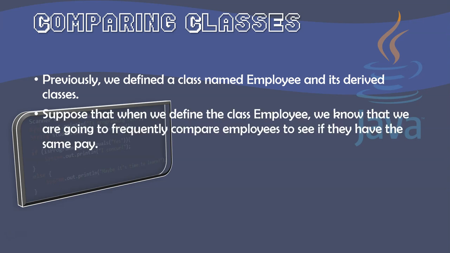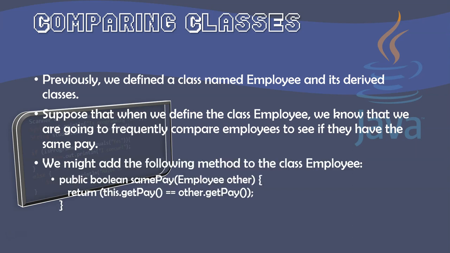And let's say when we define the class employee, we want to know, hey, we're frequently going to look at the employees, for example, and say, do you have the same pay rate? We're going to maybe do some pay comparison or something like that. Well, we say, you know what? We could add a method for that to make our life simple. Let's say we have a method called public boolean samePay(Employee other), return this.getPay() equals other.getPay(). Seems simple enough, right?